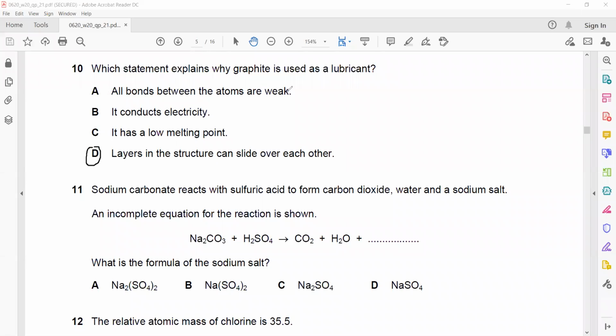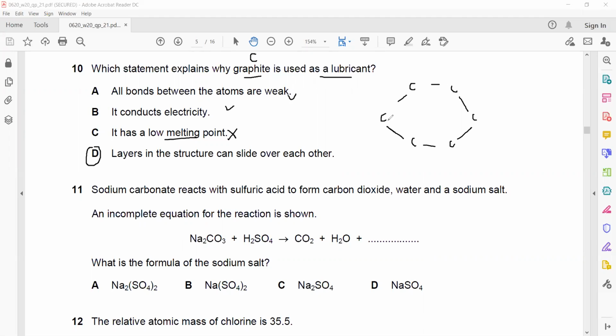Not all bonds are weaker. It conducts electricity, that's true, but that is not the reason for it to be used as a lubricant. It has a low melting point. Yes, the structure can slide over each other in metallic bonding, I think. No, not metallic, it's about graphite. Graphite is an allotrope of carbon in which each carbon forms covalent bonds, not metallic bonds.